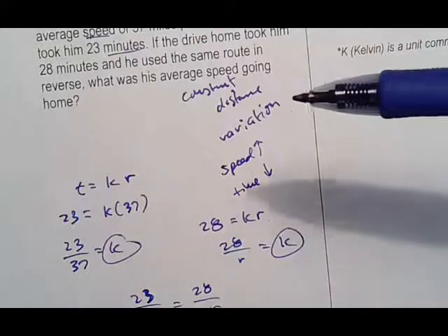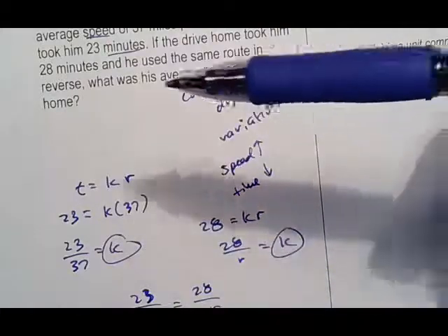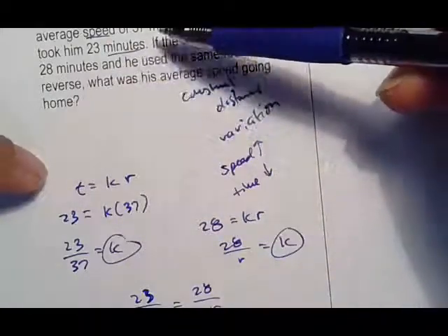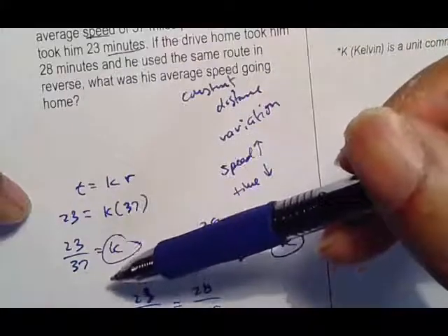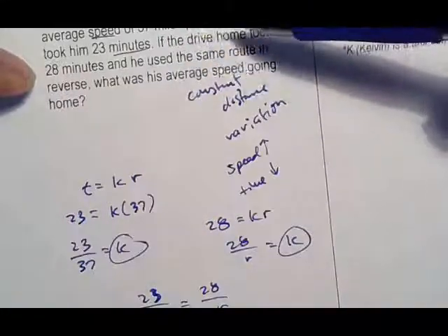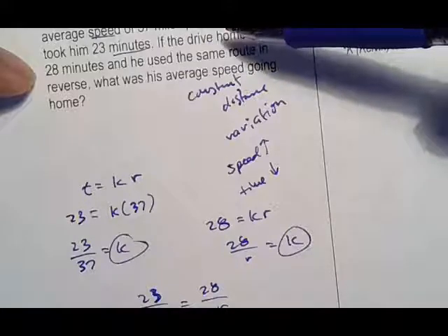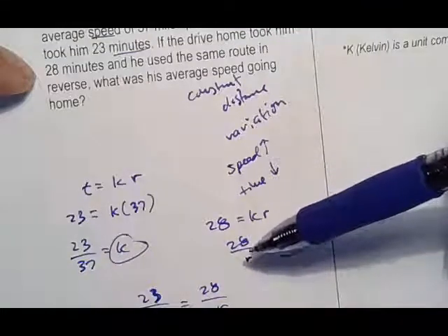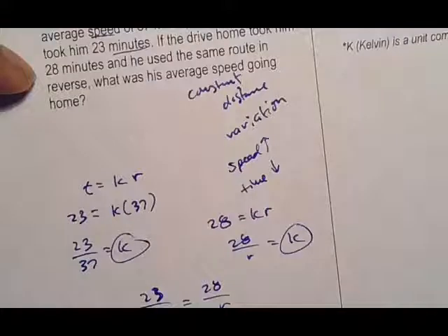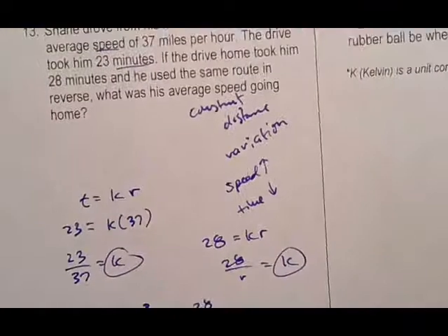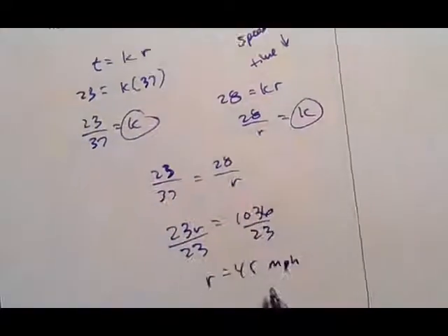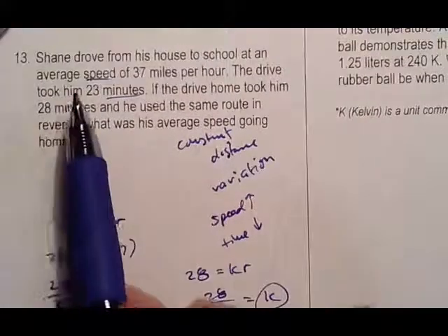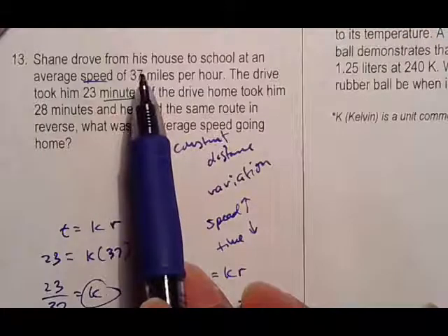Let's think about this for a second. Time is equal to k times rate. Time was 23. Speed was 37. 23 over 37 is right. Drive home took 28 minutes, which would be your time. And your rate, we don't know. 28 over r, I think that's set up right. Huh, interesting. Because there's no way. The reason I say that is because there is no way that it should be 45 miles per hour if 37 miles per hour led to 23 minutes.